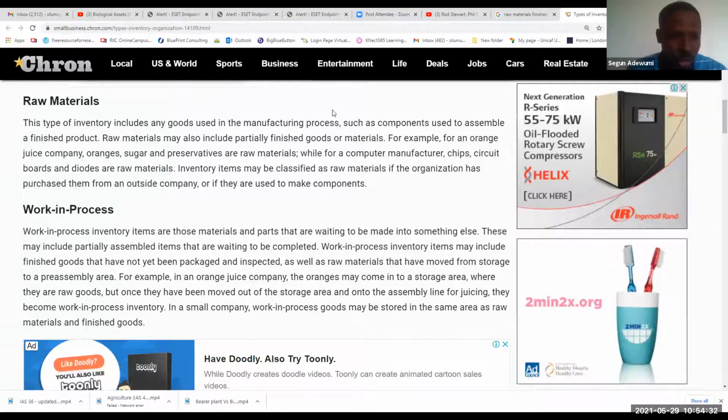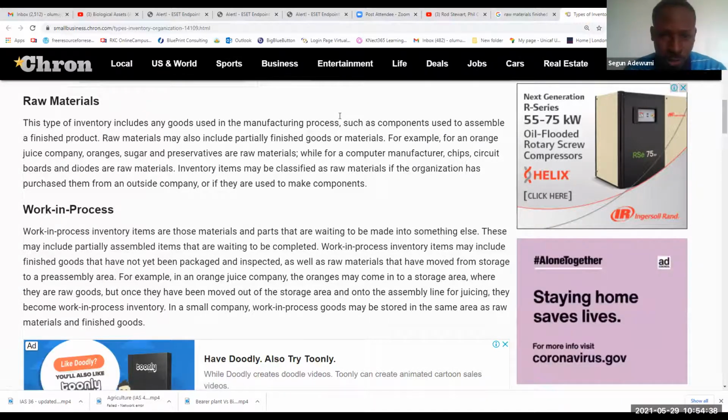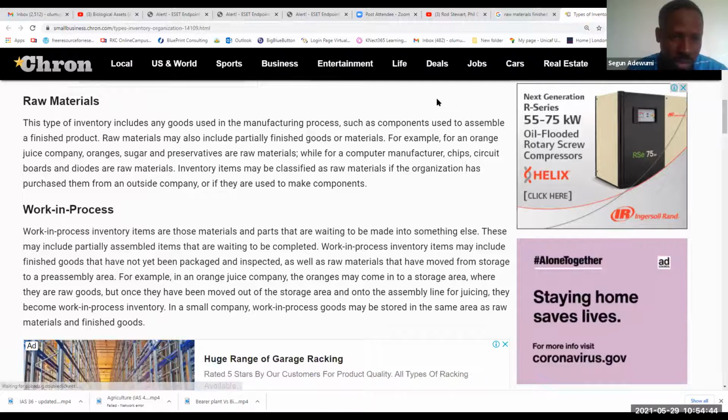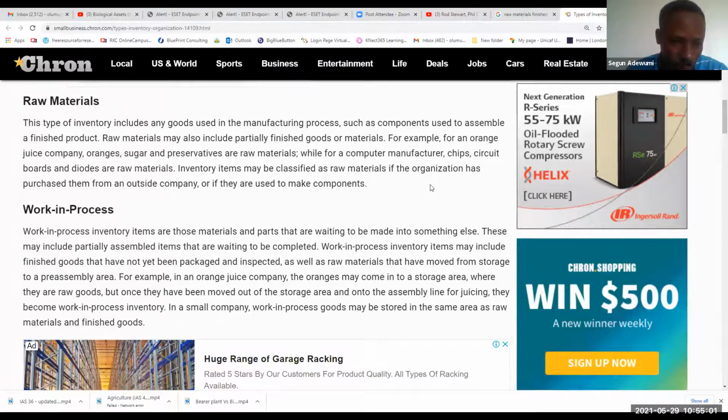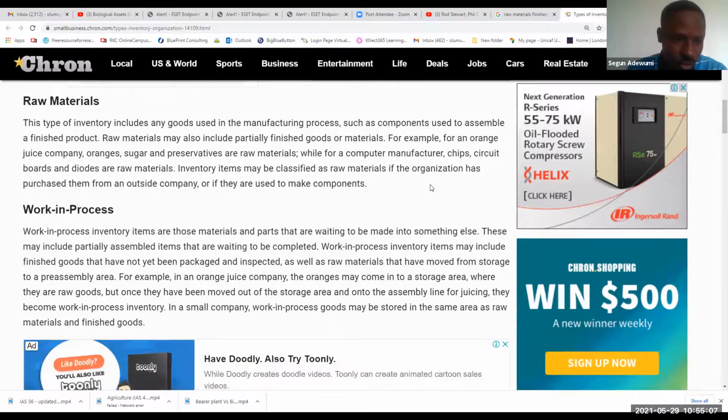Okay, I will read. Raw materials. This type of inventory includes any goods used in the manufacturing process, such as components used to assemble a finished product. Raw materials may also include partially finished goods or materials. For example, for an orange juice company, oranges, sugar, and preservatives are raw materials, while for a computer manufacturer, chips, circuit boards, and diodes are raw materials. Inventory items may be classified as raw materials if the organization has purchased them from an outside company, or if they are used to make components.